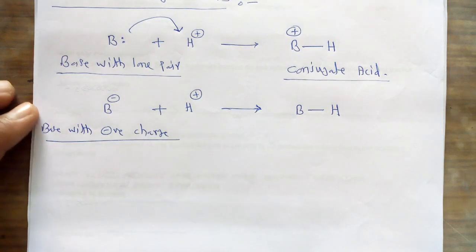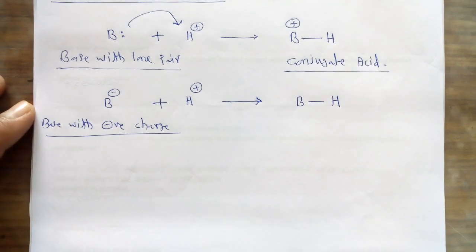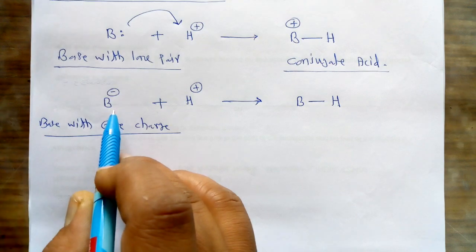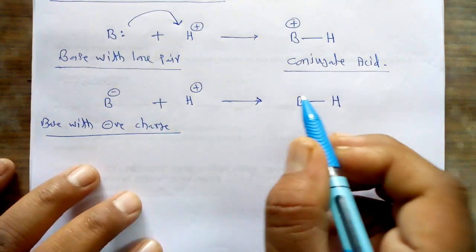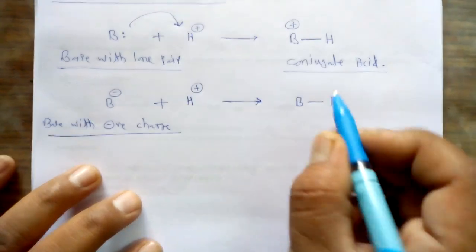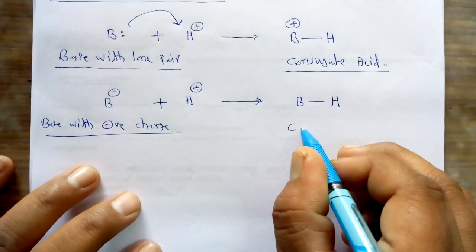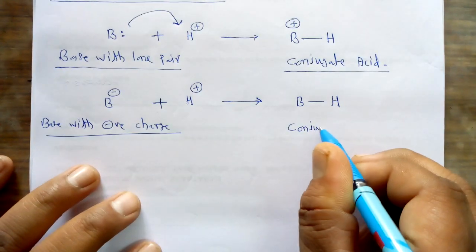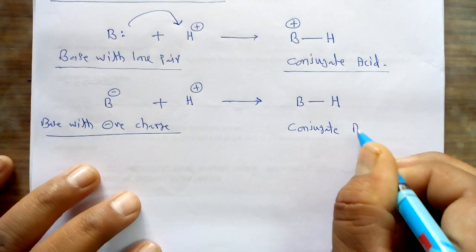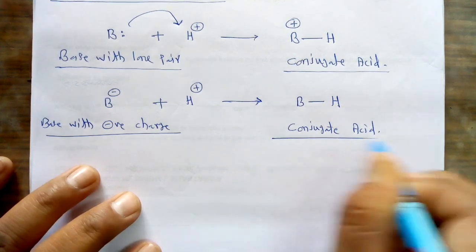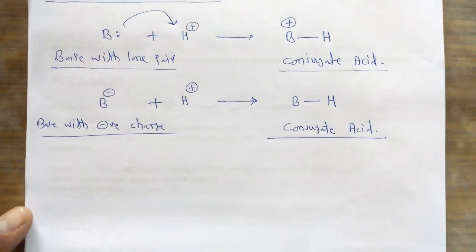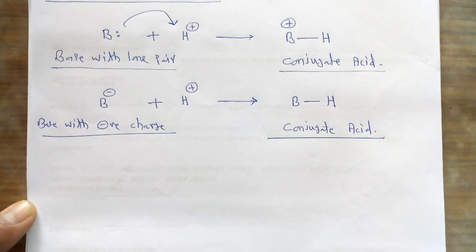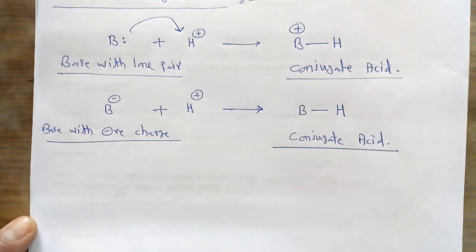Base with negative charge. So what happens? Again, this base with negative charge attacks this H plus. After the attack on this H plus, it forms a compound that is again called the conjugate acid of the base. So this is the conjugate acid. In short, we can say that these are the two different cases as far as a basic substance is considered.